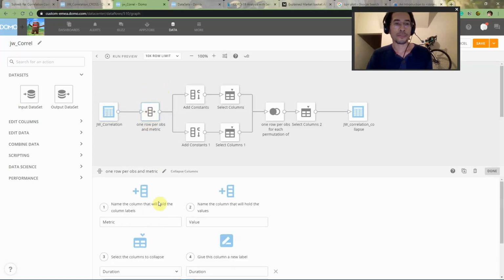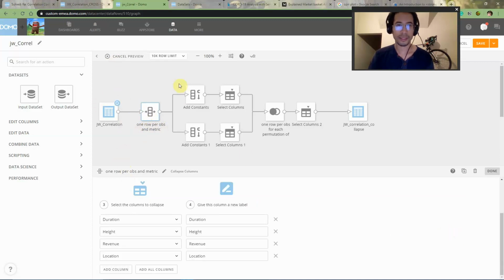So what do I do? The first thing I do is use the collapse columns function. I want to collapse the data such that I end up with one row per observation. I have 13 observations per metric, and I have 4 metrics. I'm going to end up with 4 times 13 rows, which is 39. We're going to have to run a preview and test that math later.